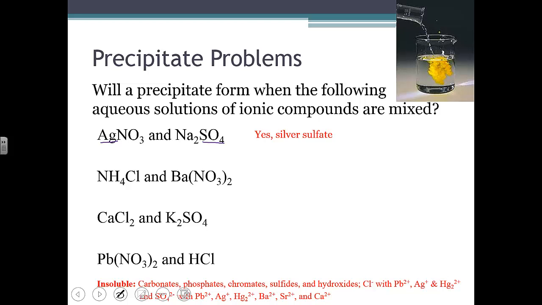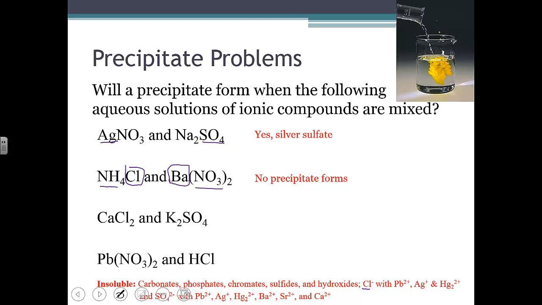Our next one is ammonium chloride and barium nitrate mixed together. So we're going to have ammonium with nitrate. And once again, we didn't see anything about insoluble nitrates, so that one must be soluble. But what about the barium and the chlorine? So barium chloride. As I look below, looking for chlorides, oh, here it is, chlorides right here. Chlorides are insoluble with lead(II), silver, and mercury(I). But it doesn't mention anything about barium, so there will be no precipitate that forms because both of the products, ammonium nitrate and barium chloride, are soluble in water.